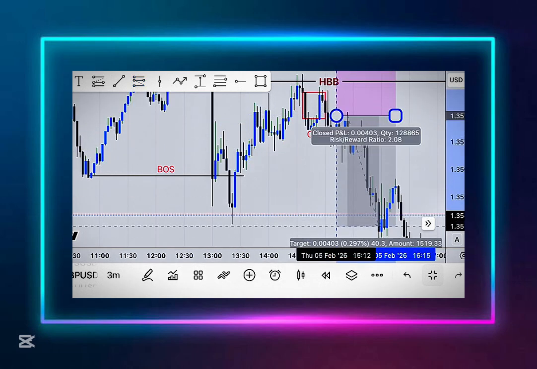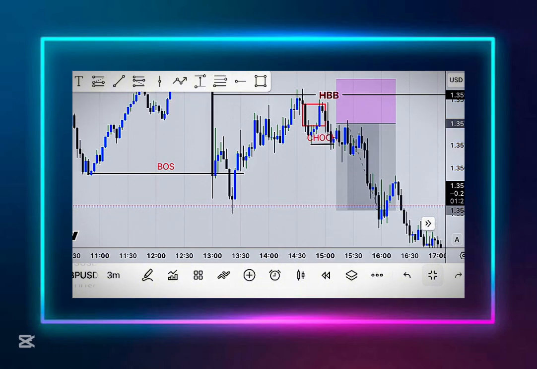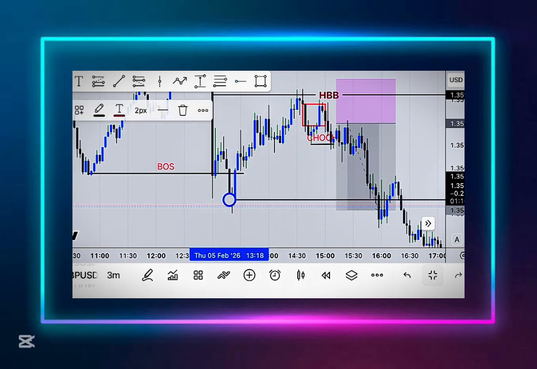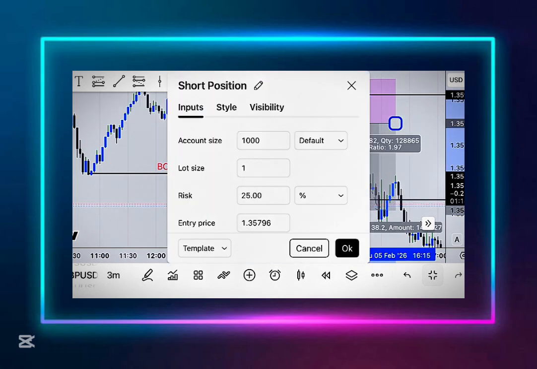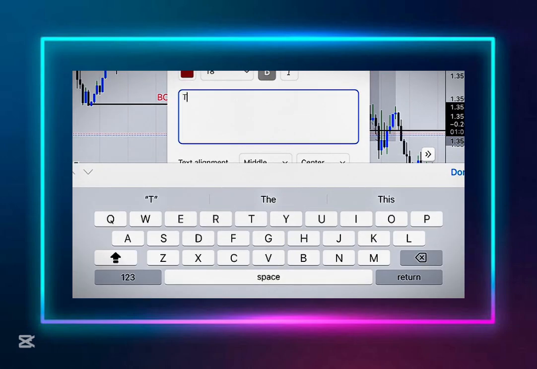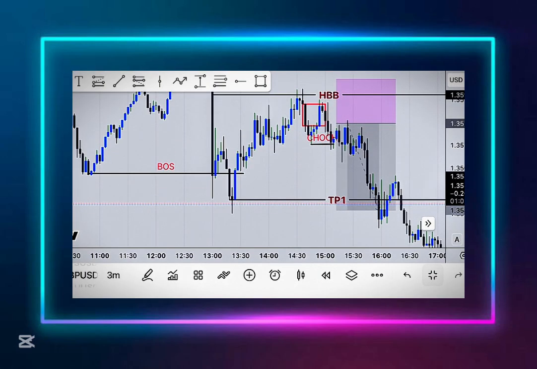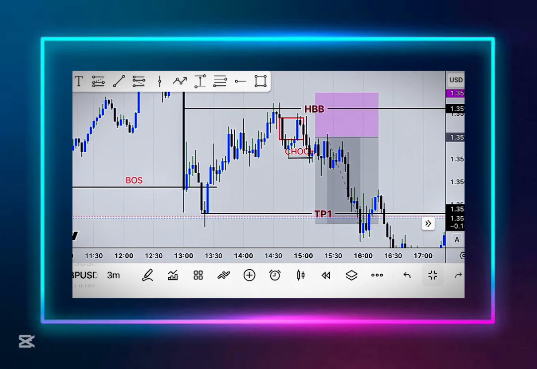Okay. So what will be my target? My target will be the body of this candle around this point. Okay. And call it my TP1. TP1. So that is all. That is how to trade. You don't stress it. Just wait for price to give you direction. Then you take your trade.